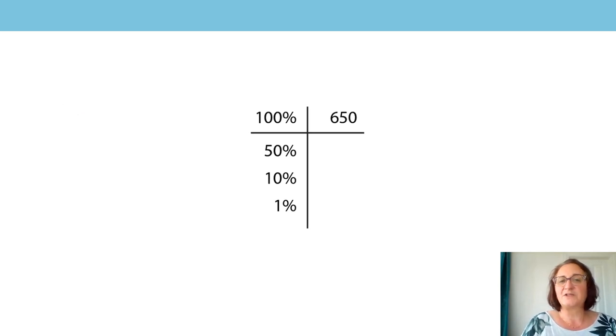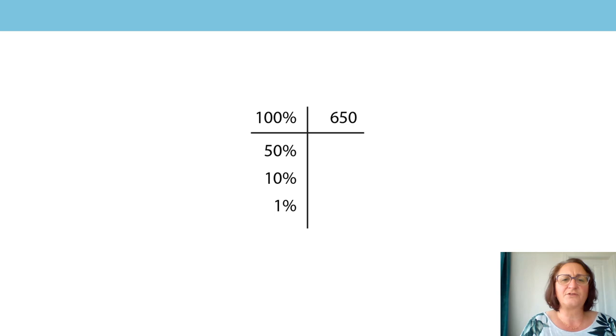Let's try to complete this vertical ratio table together using a different amount to start. This time, here's our amount, so it's 650. So this time, 100% is 650. Okay, so 50% of this amount means we need to divide 650 by 2.